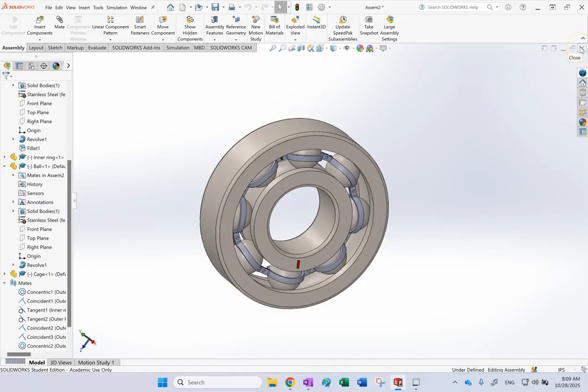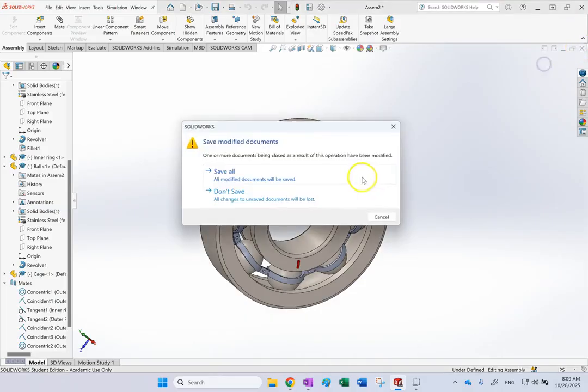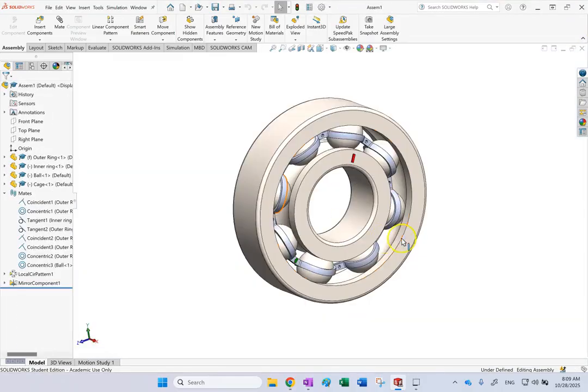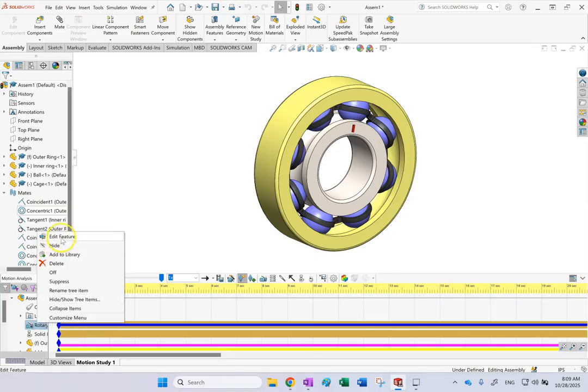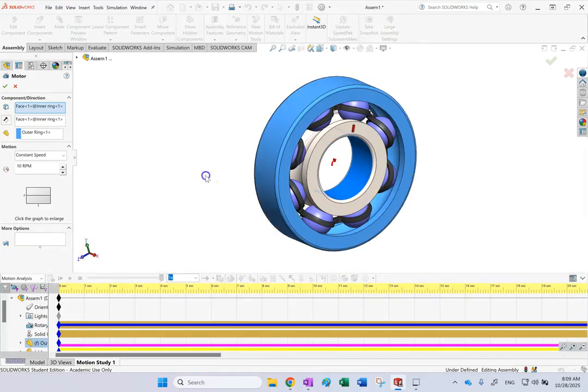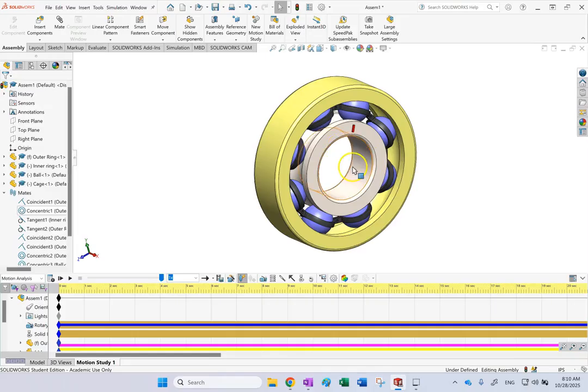Now let's talk about a simple motion study on this. So here is the same thing. Now I want to show you a motion study. In this motion study, I applied a motor to the inner surface of the inner ring, as you can see. The face is this face here with respect to this object that is fixed, and it is 10 RPM, clockwise. So now it should start spinning.